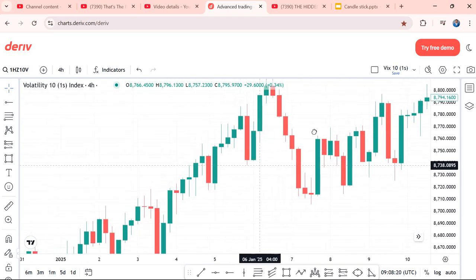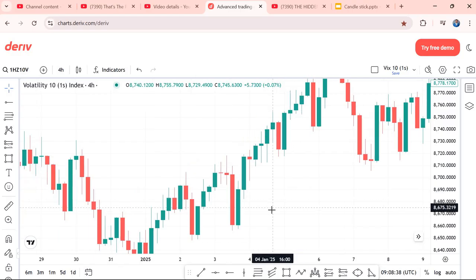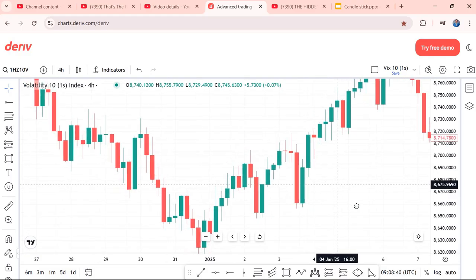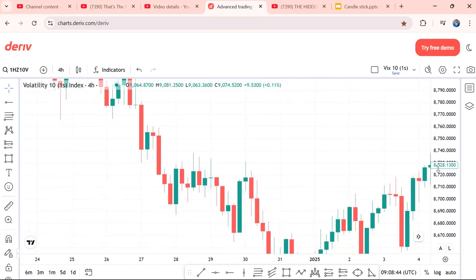Now it is not every engulfing bar that tells you that the market is going to drop. It depends on where the candlestick is forming, whether it's on a support or on a resistance. But we shall combine this knowledge when we get to support and resistance. For now, just know that when there is a bearish engulfing bar, it tells you that the market is about to drop.